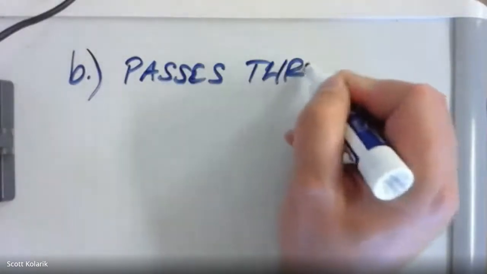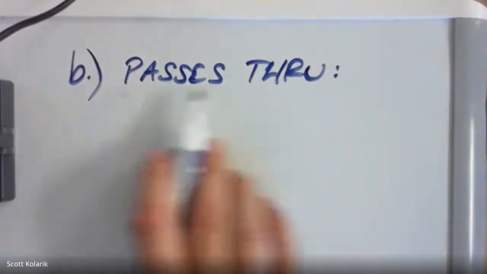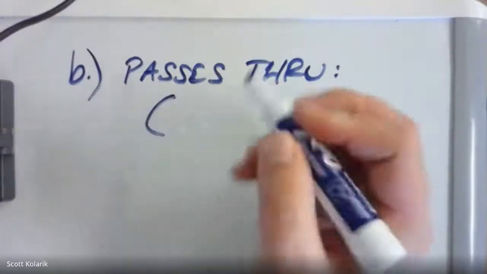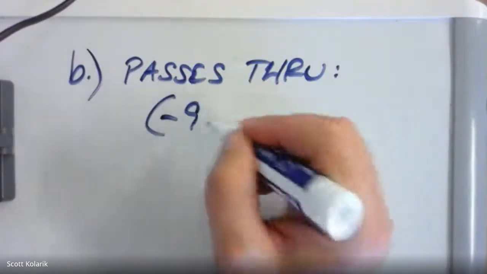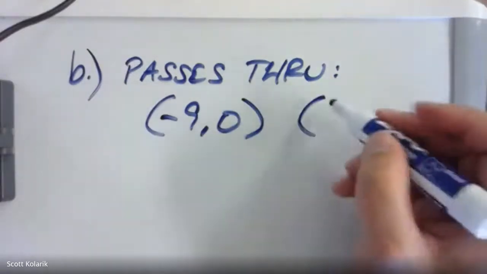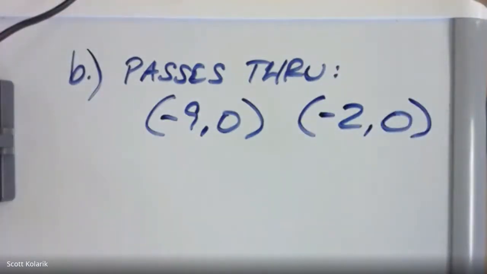What passes through? Whatever the parabola is on the coordinate grid is going to pass through the given points, or contain the given points, right? And here are the points that we're given. -9, 0, and -2, 0. So they give us two coordinate points here, right? So based on these two coordinate points, my job is to write a quadratic equation.